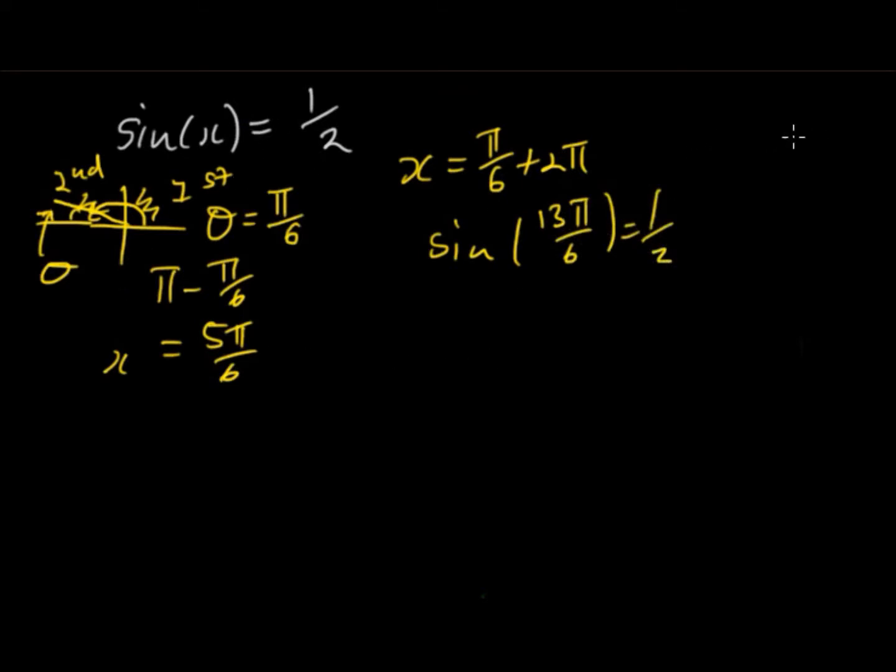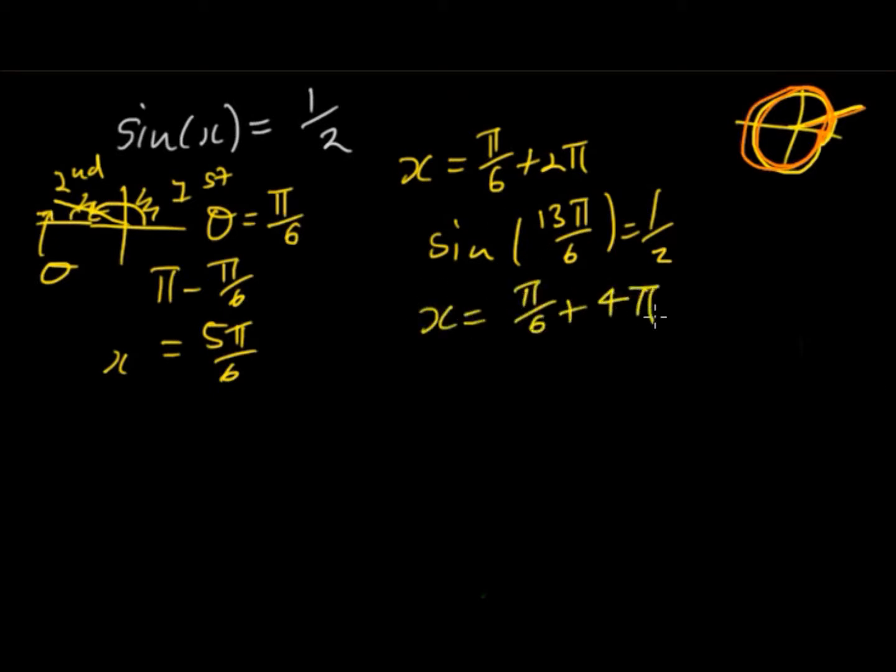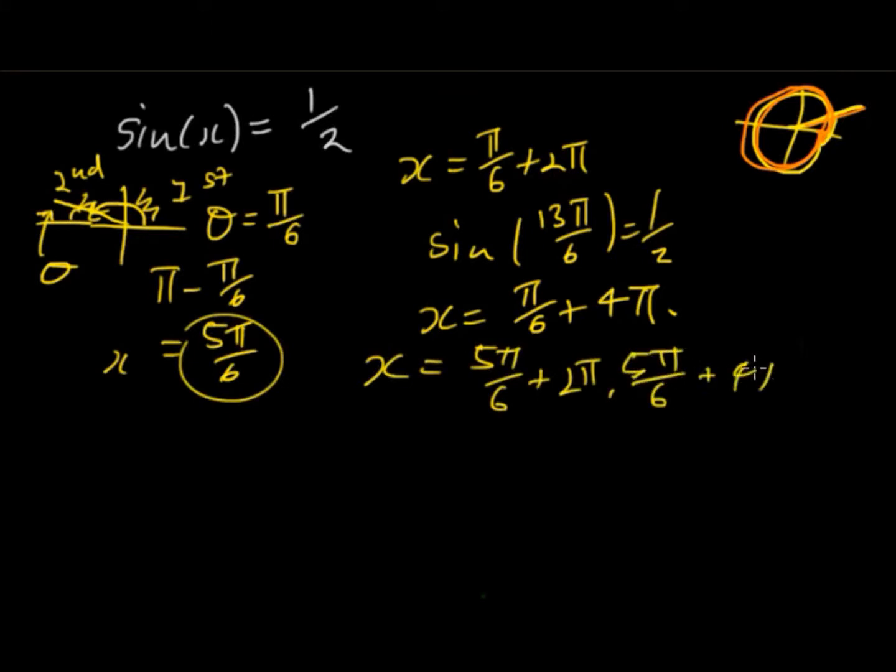That's because what you're doing here is going around the circle once, 2 pi, and then going pi on 6 again, so you get this exact same value. Then we could also go around the circle twice, plus pi on 6, and get the same value. So x is equal to pi on 6 plus 4 pi would still satisfy the equation. You could also do this for 5 pi on 6, so x is equal to 5 pi on 6 plus 2 pi, and then 5 pi on 6 plus 4 pi.